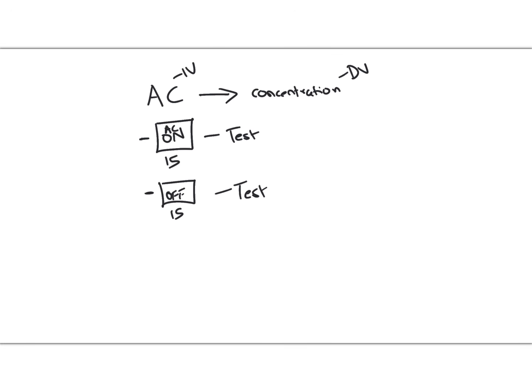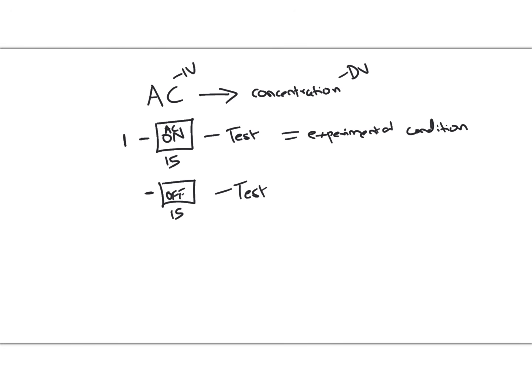Now, keep in mind, what we really want to see is the impact of the AC being on, because it says the impact of the AC on concentration. So the group that is really being tested is the first group, where the AC is on. We refer to this as the experimental group or the experimental condition, because this is the group on whom the experiment is actually being conducted. The main IV is being tested on them.